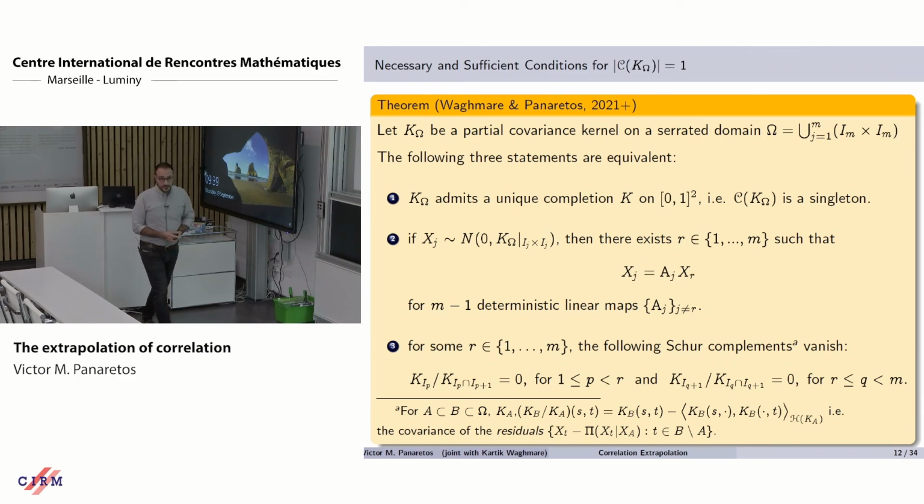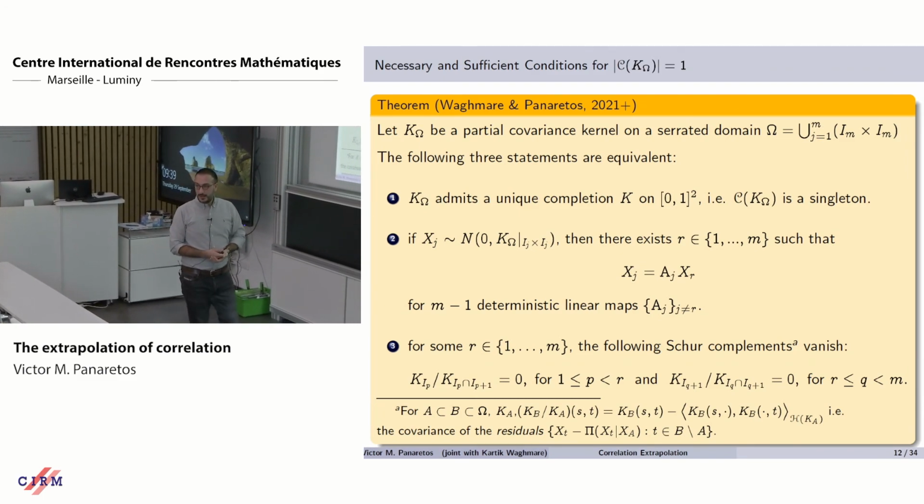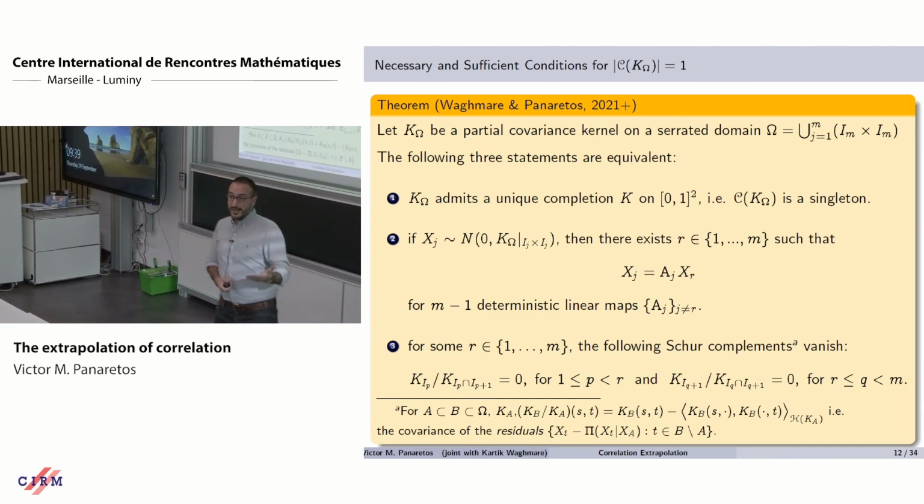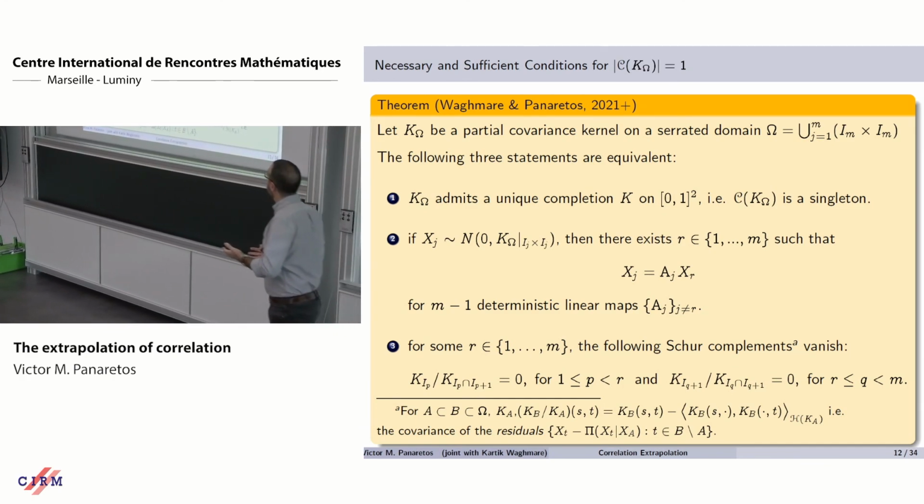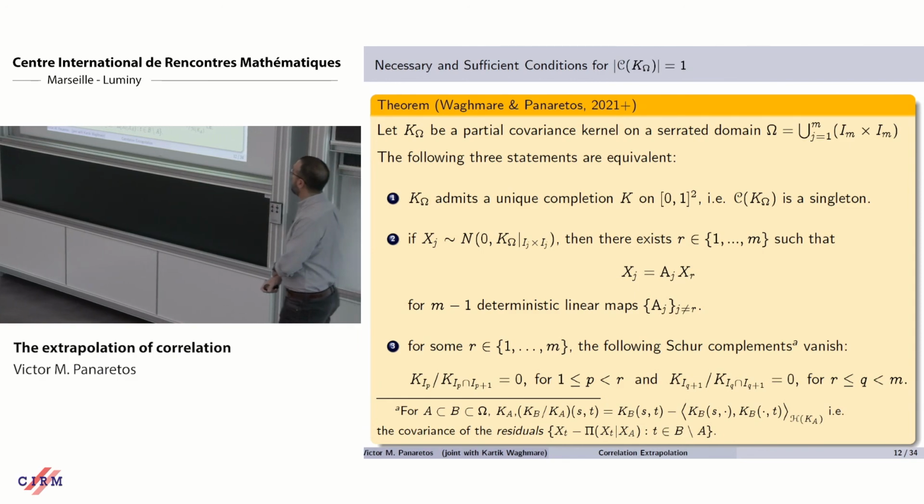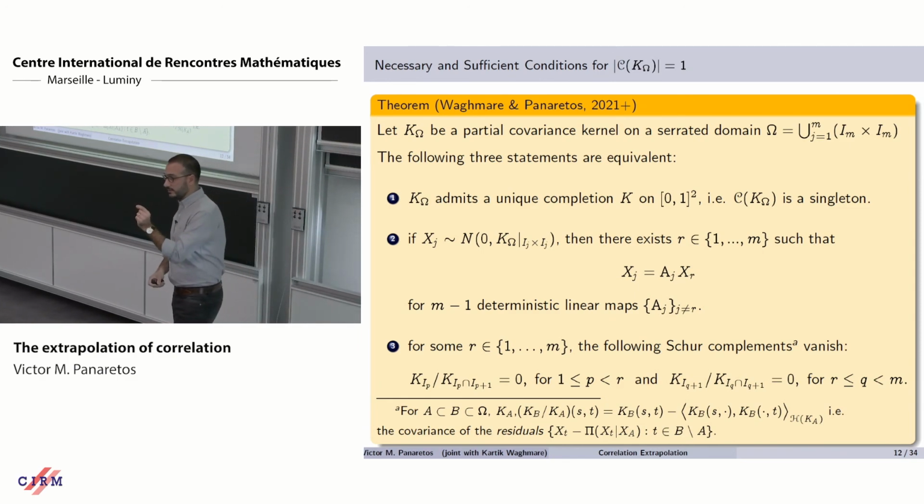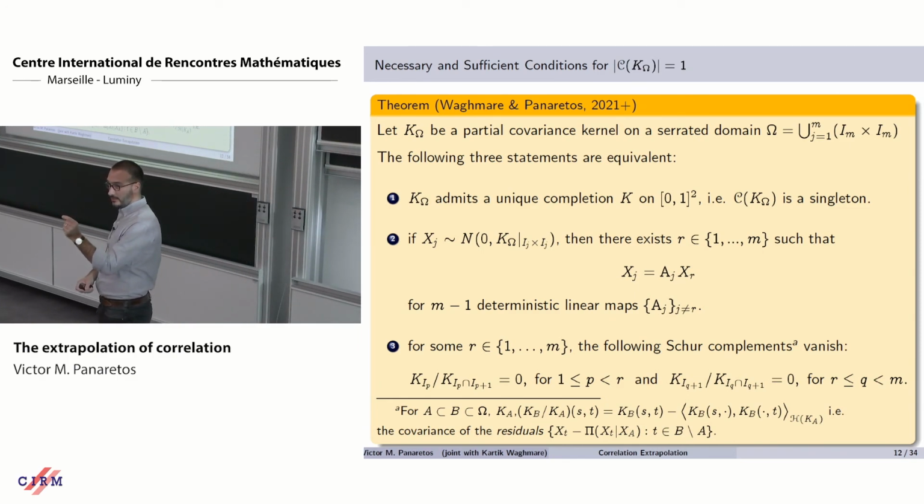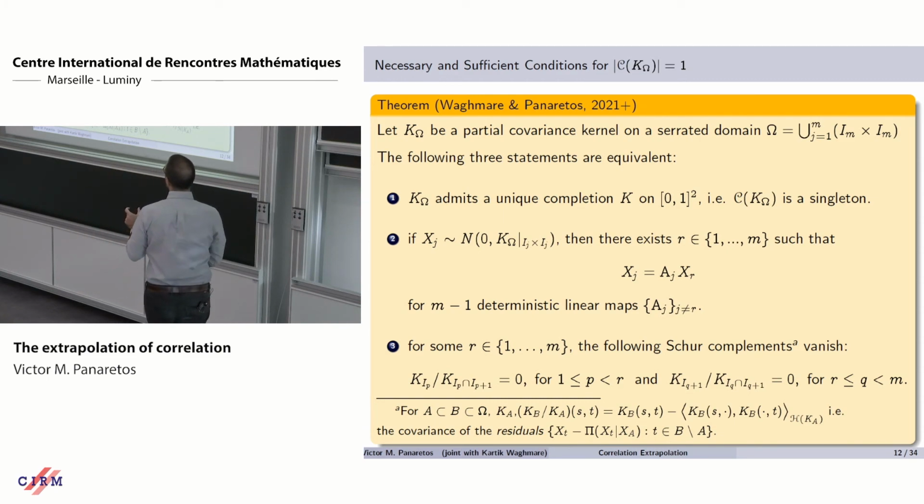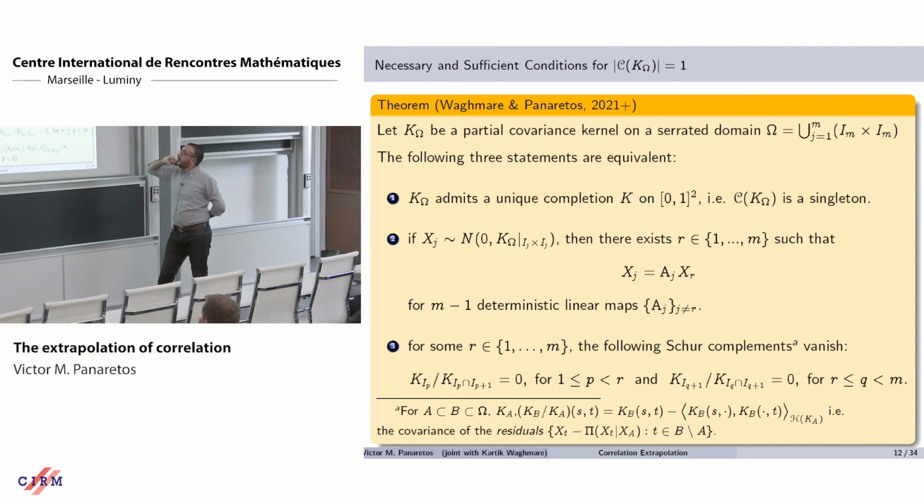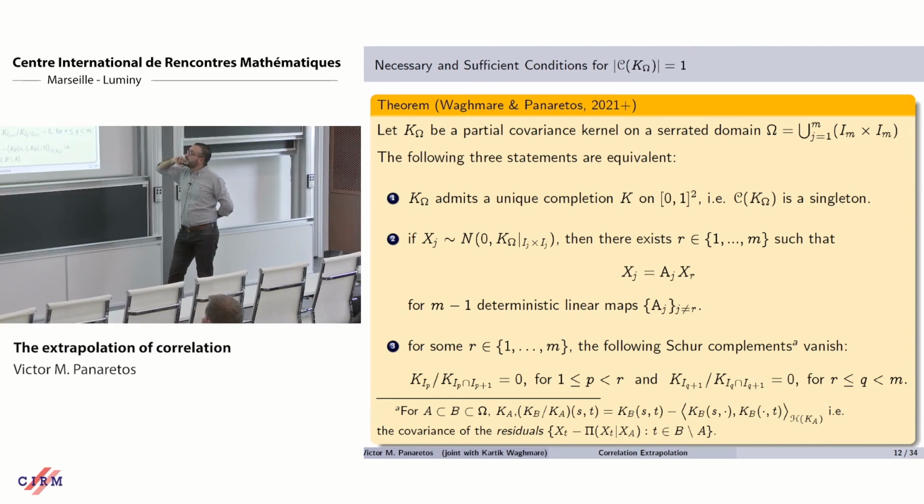But if you do want to talk about uniqueness, you can, and in fact we were able to obtain necessary and sufficient conditions for the set of completions to contain a single element, so for a unique completion to be compatible with a partial covariance. And the list looks long, but in fact, what the statement says is that if you have an M-serrated domain, then making the statement that a unique completion alone is admissible is equivalent to saying the following thing.